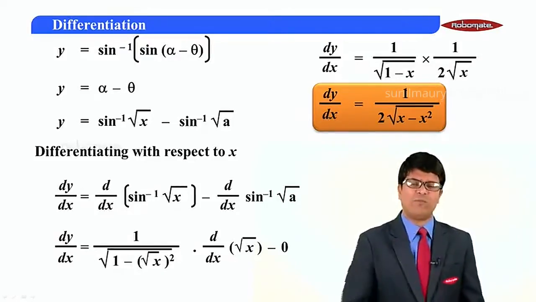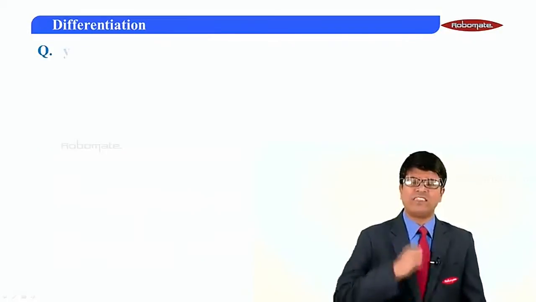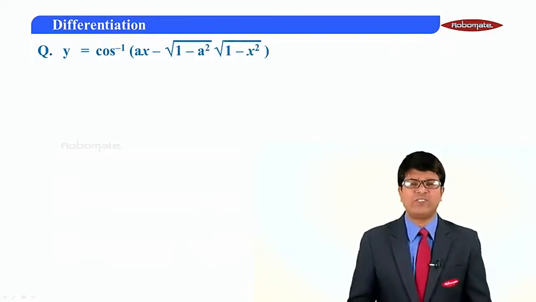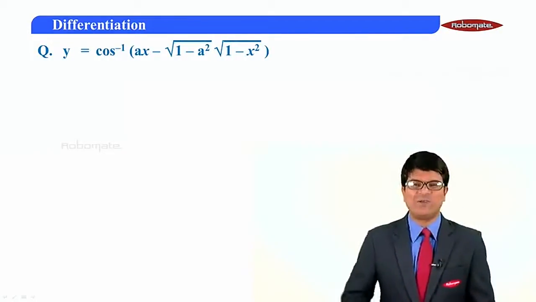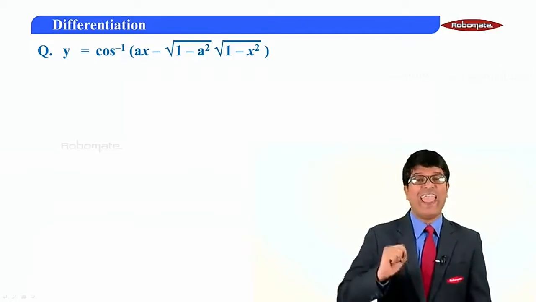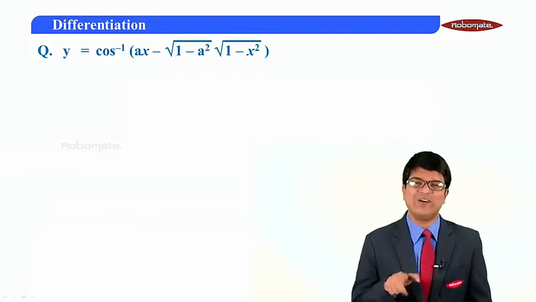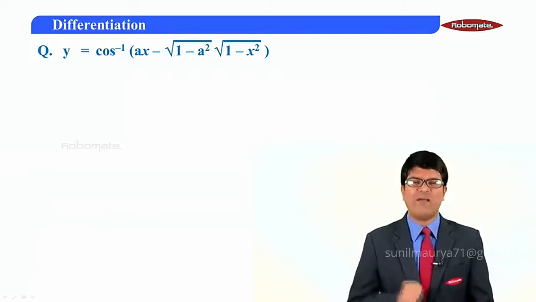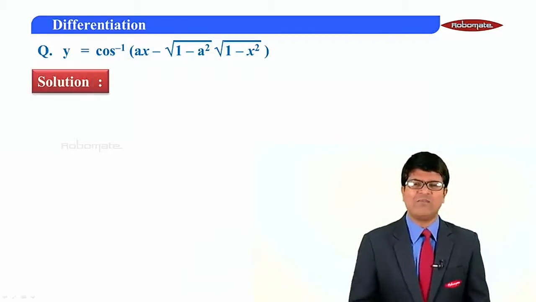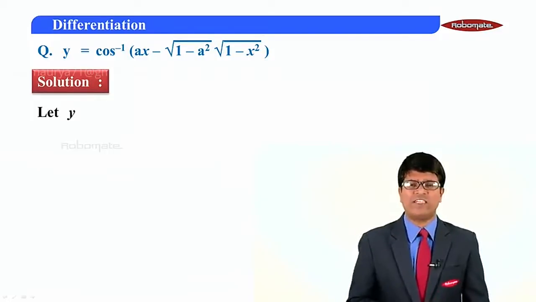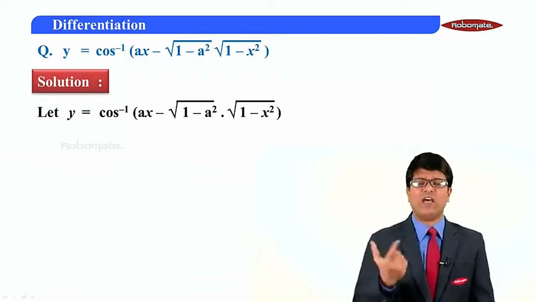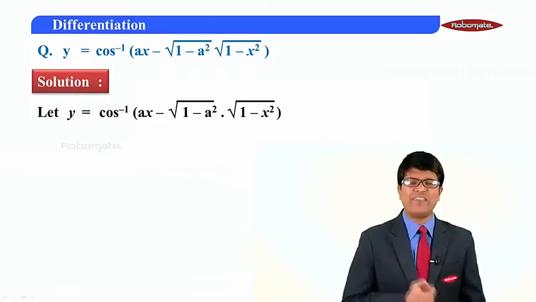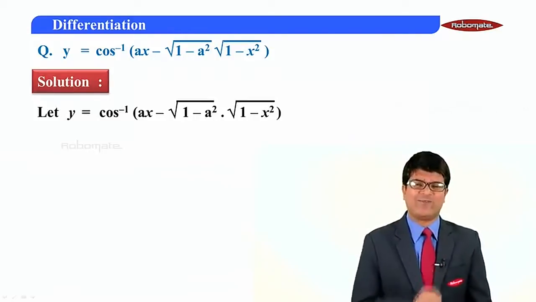Let us solve one more problem of the same type, that is double substitution. Y is equal to cos inverse of ax minus root of 1 minus a square root of 1 minus x square. Let us name the function as y. Y is equal to cos inverse of ax minus root of 1 minus a square root of 1 minus x square.